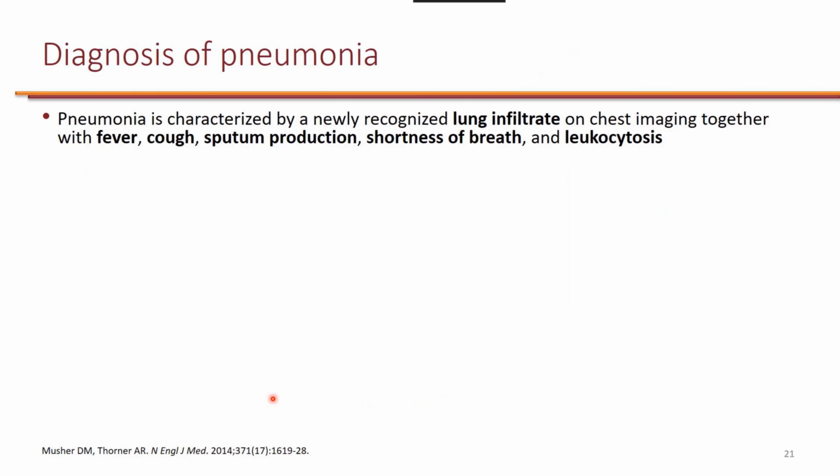Now, pneumonia in general is characterized by a newly recognized lung infiltrate on chest radiograph together with clinical symptoms. So the common symptoms will be fever, cough, sputum production, shortness of breath, and leukocytosis. Now, some patients can also have confusion and pleuritic chest pain.